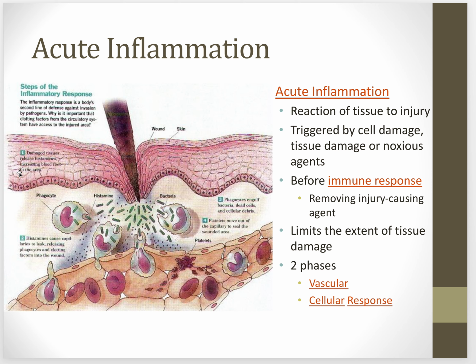So step 1 is the damaged tissue, they release histamines. So we'll talk about that. Histamine is a mediating factor, and it's the most important mediating factor because if there is no histamine, the rest of the cascade can't occur. So histamine is going to affect the blood vessels, so the capillaries become more leaky, and once the capillaries become more leaky, we see the white blood cells being able to leave through those leaky spaces.